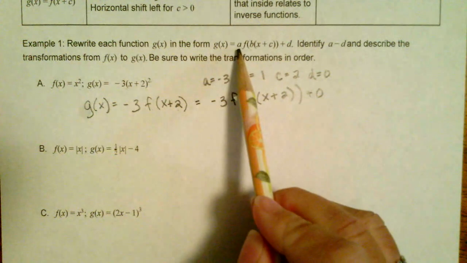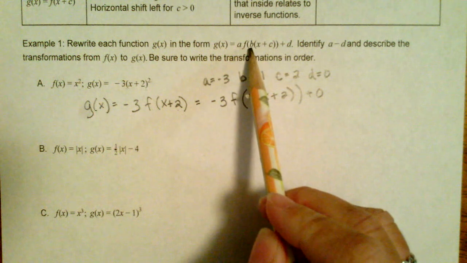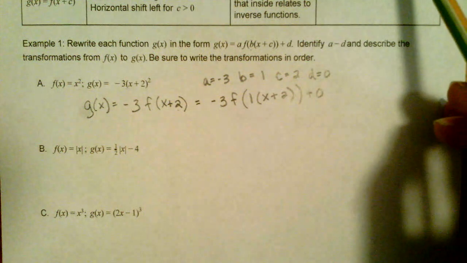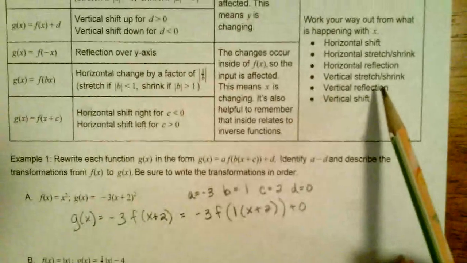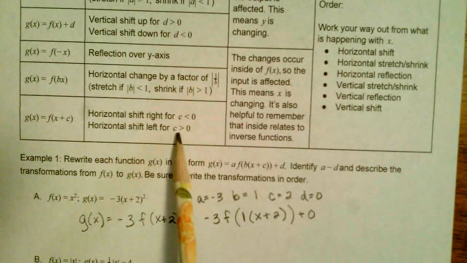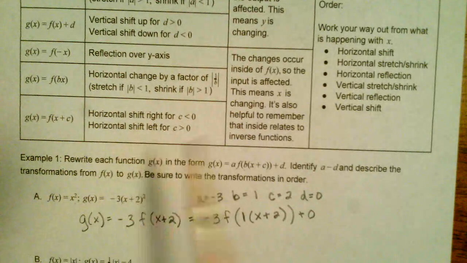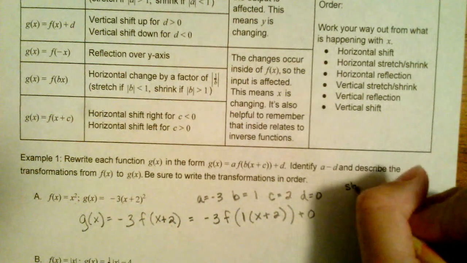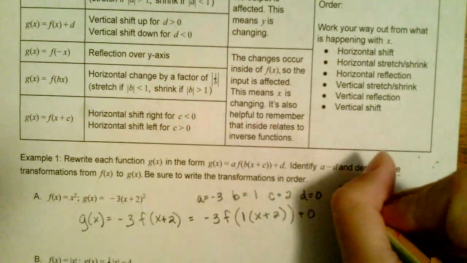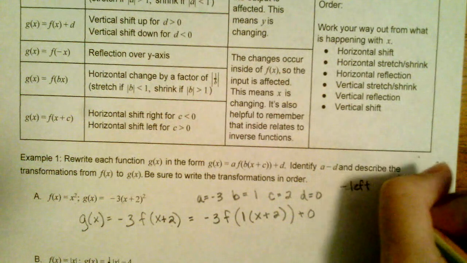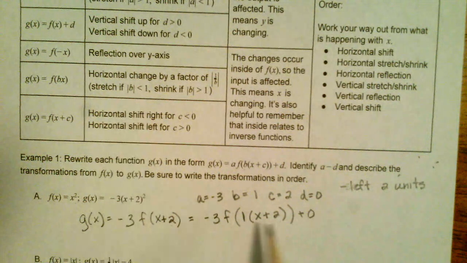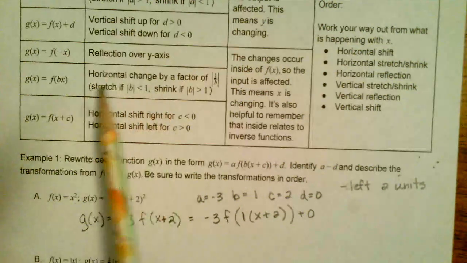Again, I am just comparing that to a f of b times the quantity x plus c, plus d. So now let's go in the order that our transformation said. We have c is greater than 0, so it's going to be a horizontal shift left. So this graph, we're going left 2 units. So b is 1, so we're not changing the horizontal change at all.